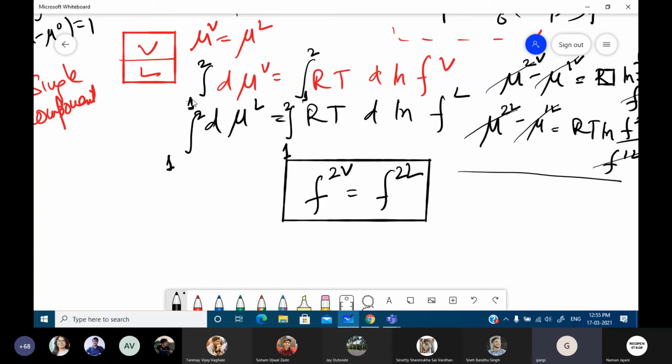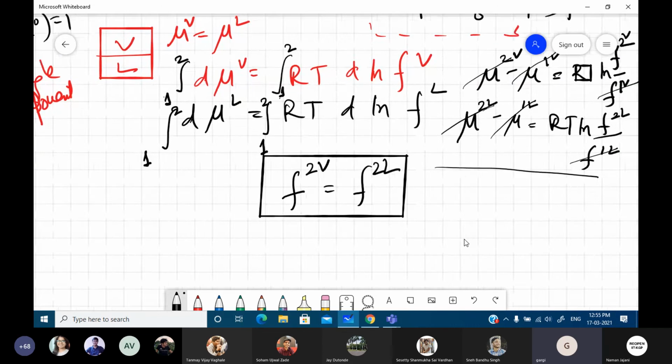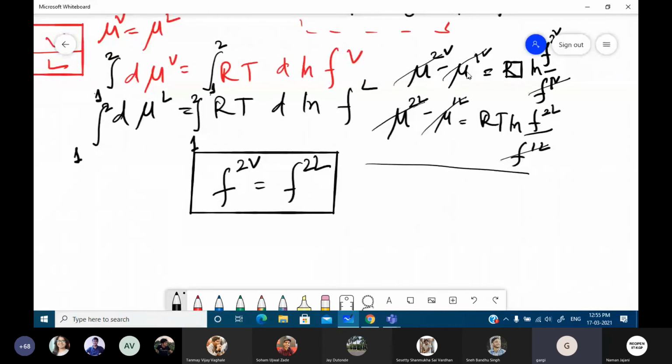Now, whenever we integrate, I've told you that the right hand and the left hand side have to start from the same states. So which automatically implies that this state and this state are equal, I've assumed, and this state has to be same as this state. This state has to be same as this state. So automatically we know that F2L has to be equal to F2V. Is this part clear to you?